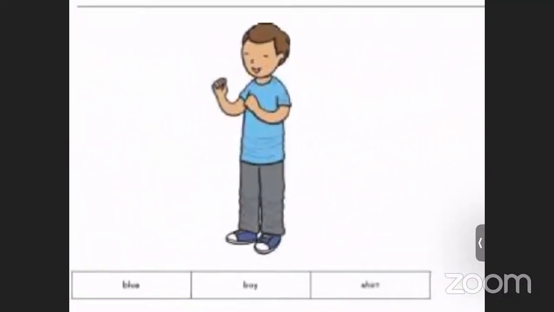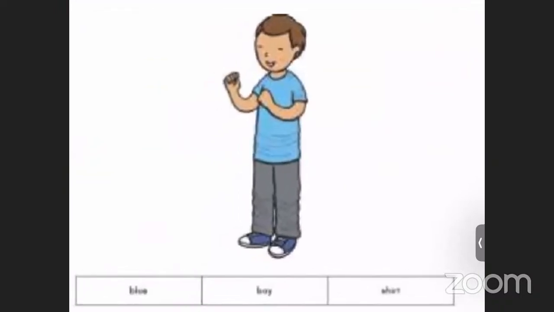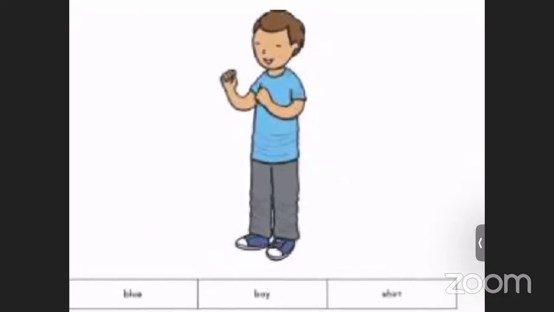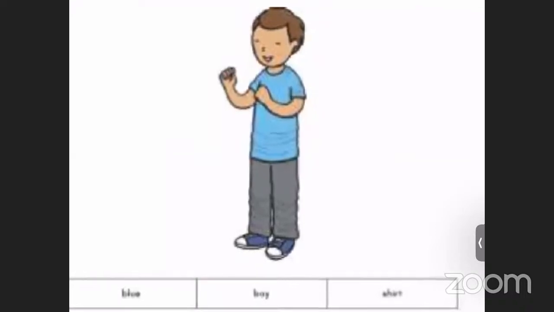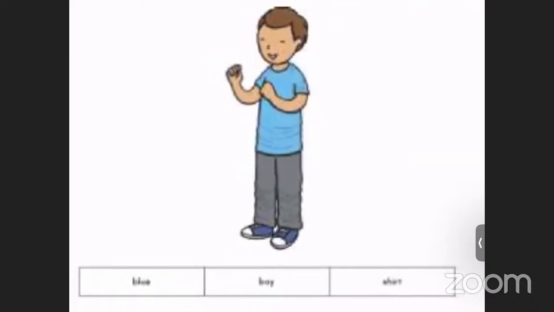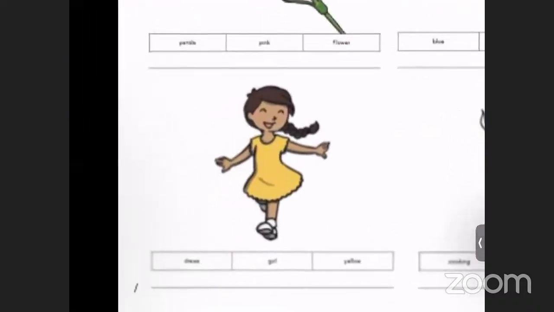Beautiful way of understanding. Okay, let's see who can answer this one. The boy is wearing a blue shirt. Excellent. The boy is wearing a blue shirt. Thank you for adding the particle. Okay. Next one. Let's see.